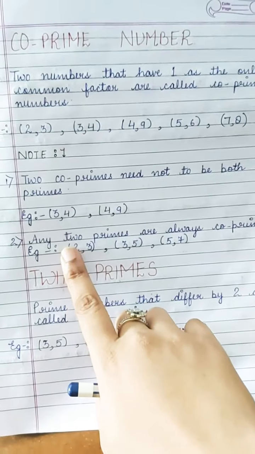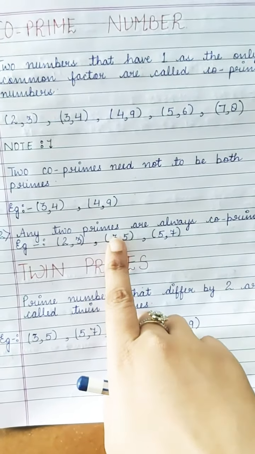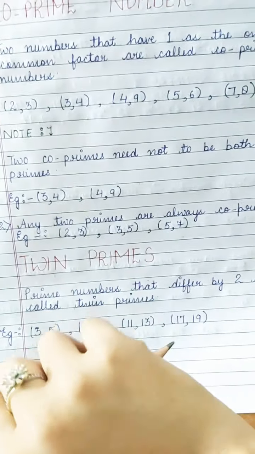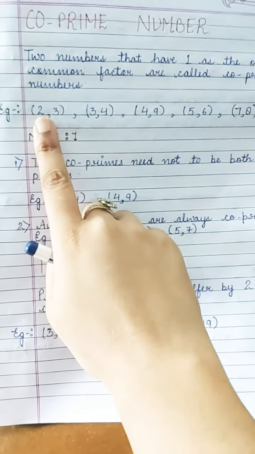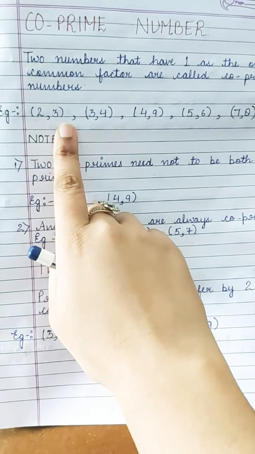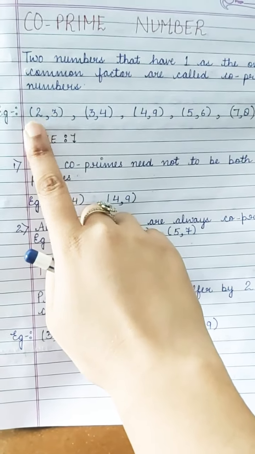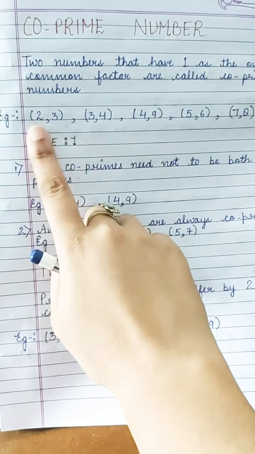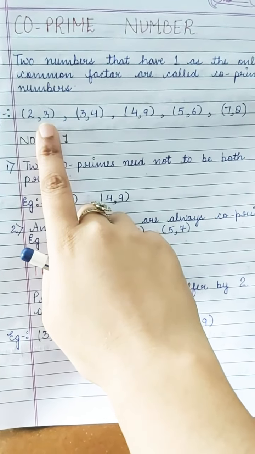Now the next property, very important: any two primes are always co-prime. Two primes are always co-prime. Now see here, 2 and 3. See, 2 is a prime number and 3 is also a prime number. So they both are co-prime numbers. Okay, so these are co-prime.